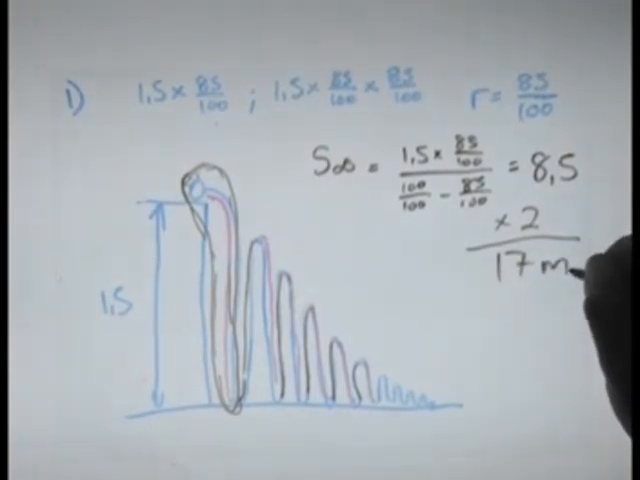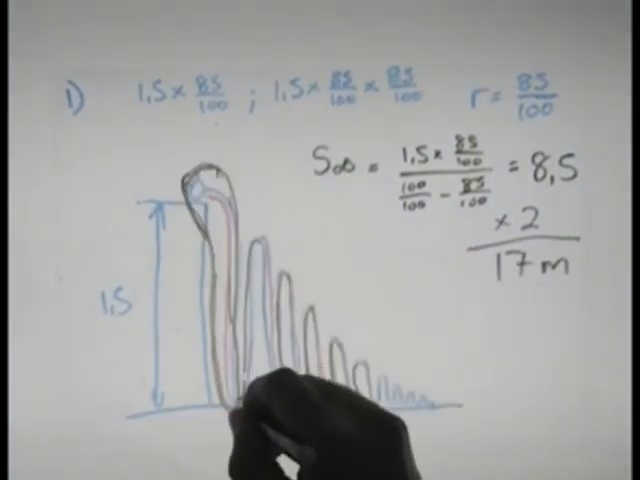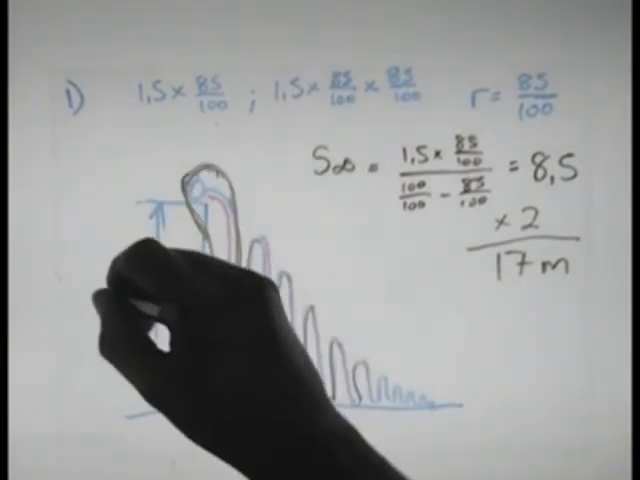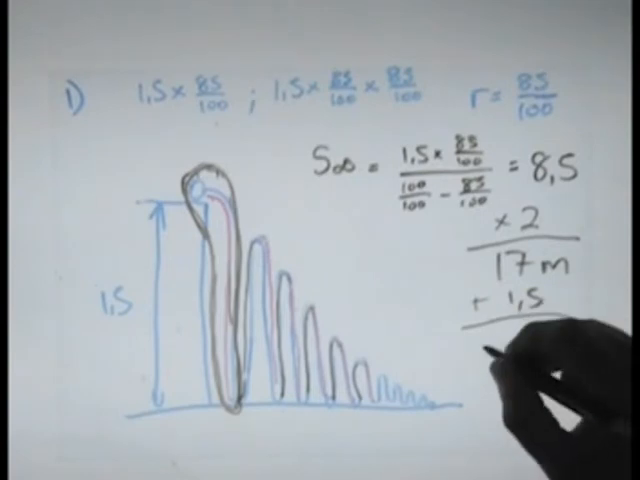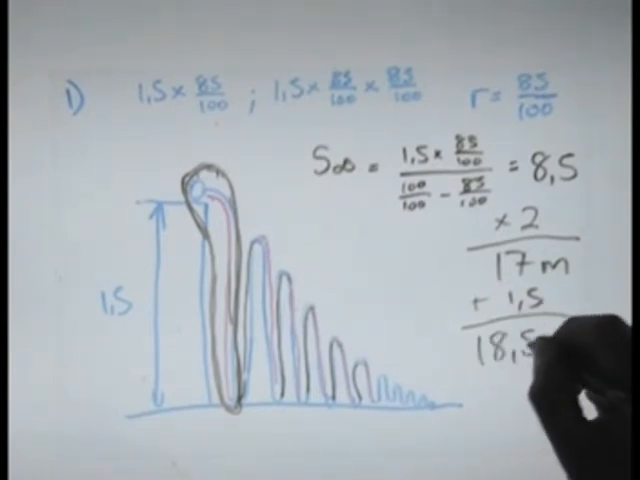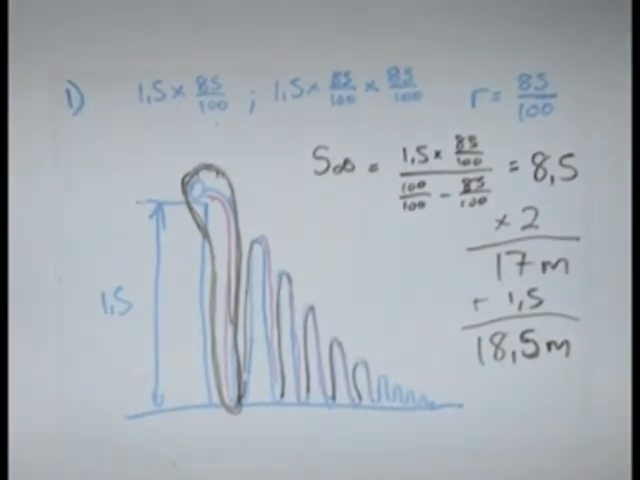That's the total distance the ball covered, but that's excluding this initial bounce of 1.5 meters. So we need to add that in. That will bring us to an answer of 18.5 meters. That is the total distance that the ball bounced from the time we let go of it at the top of the table.